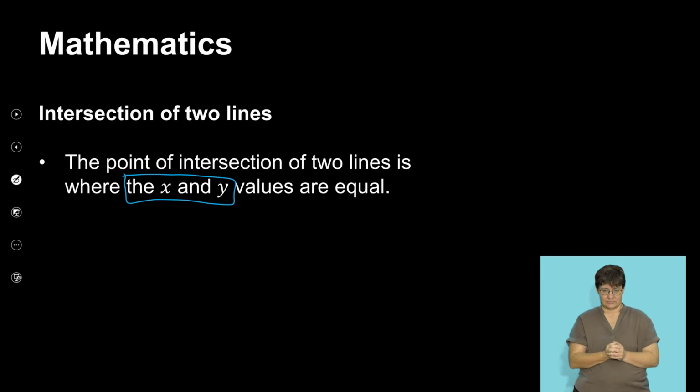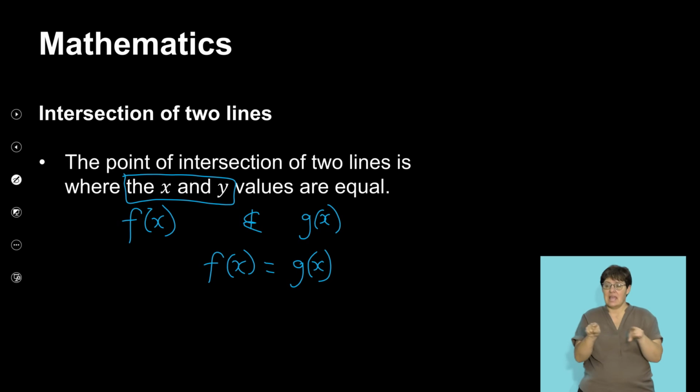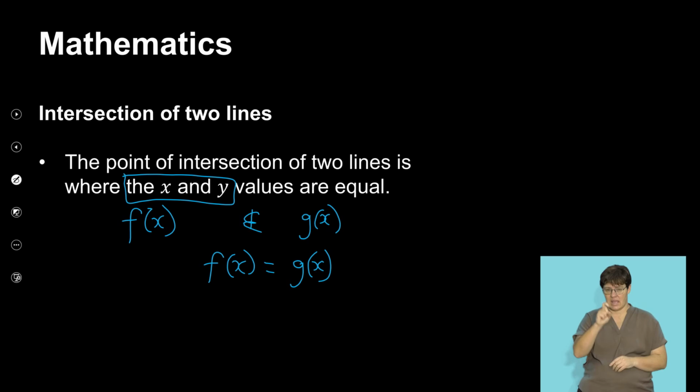So in simple terms, if I say to you f of x and g of x are intersecting each other, it means you can say at the point of intersection, f of x is equal to g of x. And then you know that if you say f of x is equal to g of x, you will be only left with x, and then solve for the x, take one of them, substitute the x, and solve for the y.